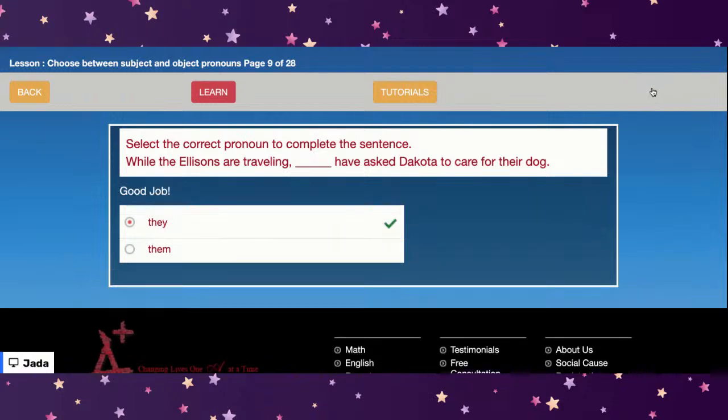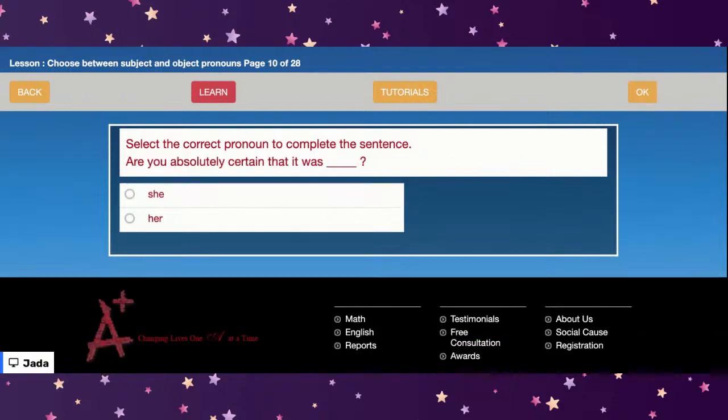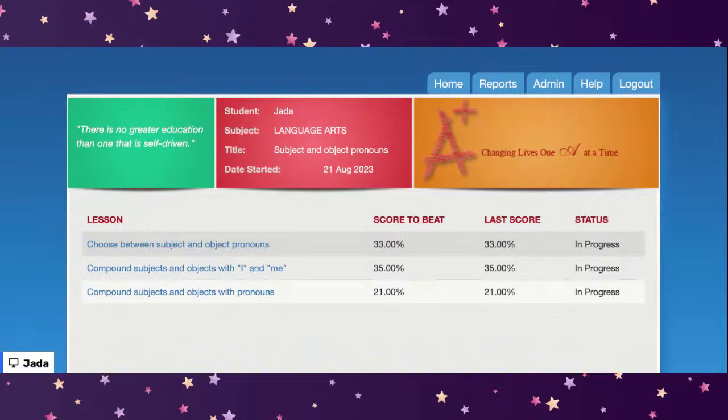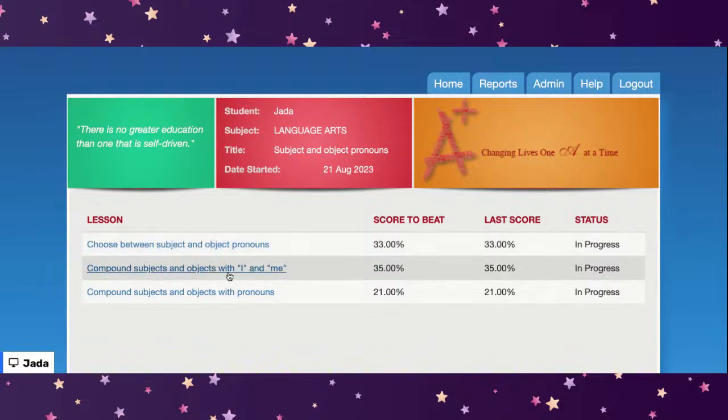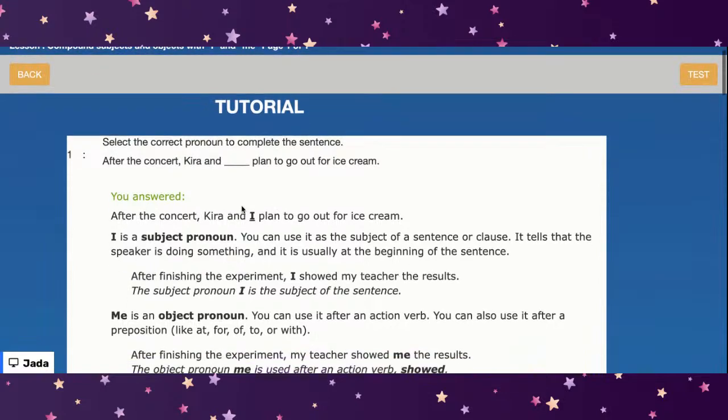All right. So if you've not done this lesson, you can complete this lesson and then we will move to the next one, which is compound subjects and objects with I and me. So let's go to this one.